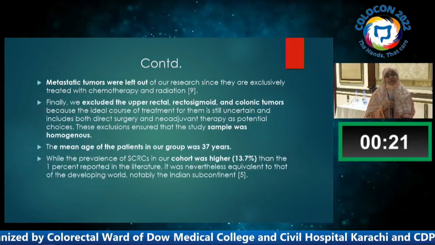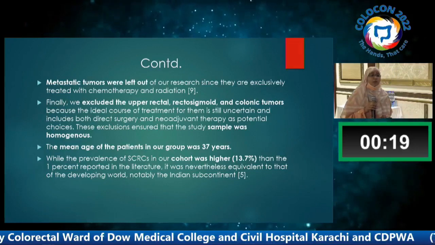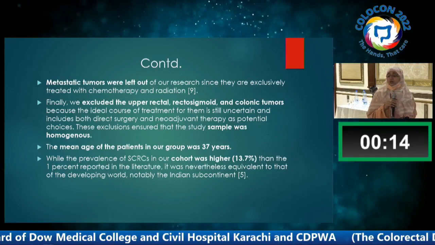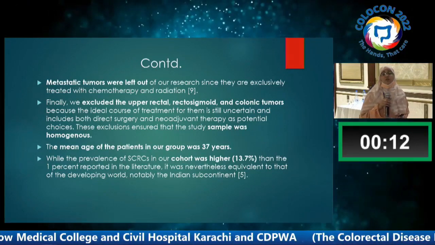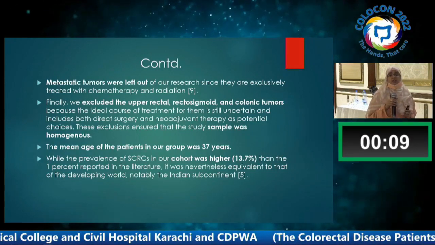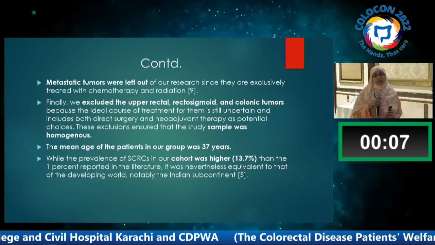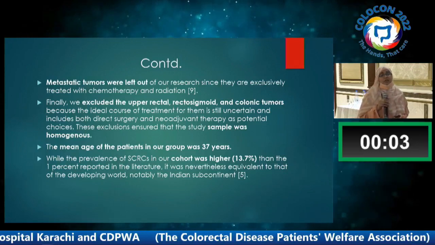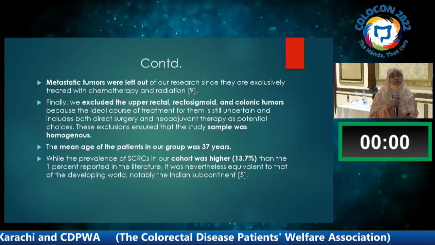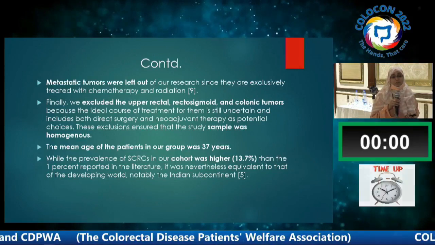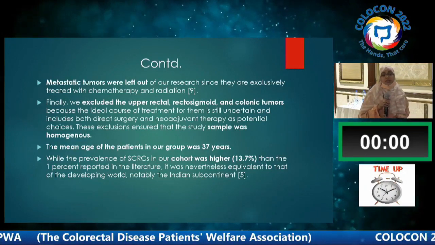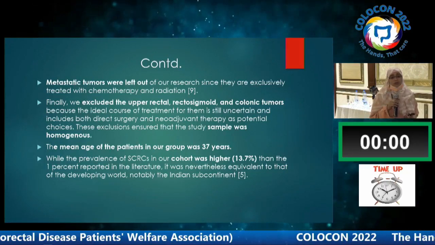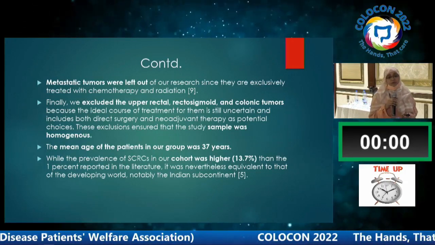So we left metastatic tumors. A point to be noted is that the mean age of the patient in our study is 37 years. But so far, the least age group I saw in study is the 13-year-old guy in our study. While the prevalence of signet ring cell tumors in cohort was higher, that is 13.7%, than the 1% reported in the literature, it is nevertheless equivalent to that of the developing world, notably to the Indian subcontinent.